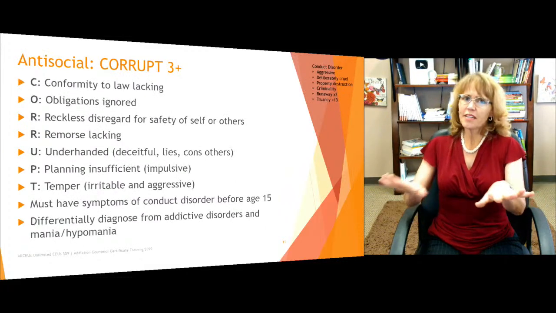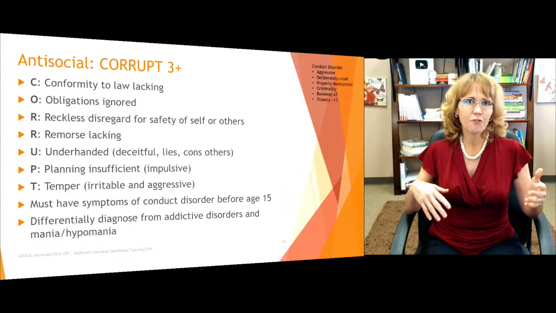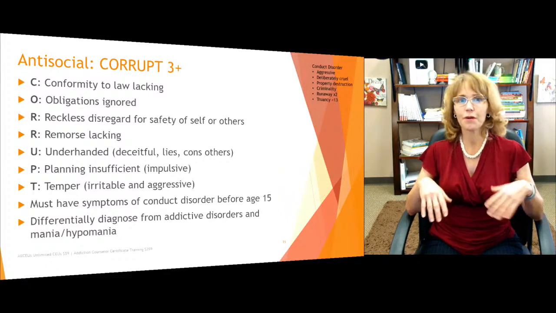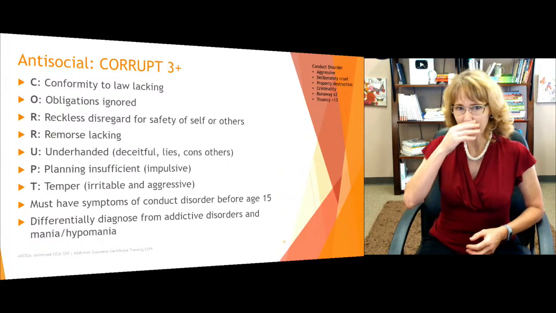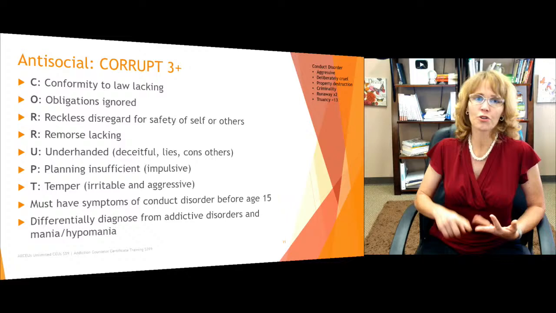Now we jump down into cluster B, and I know I did them out of order. I did A, C, now B. Cluster B is what most people are familiar with, and that's your antisocial, your borderline, your histrionic.